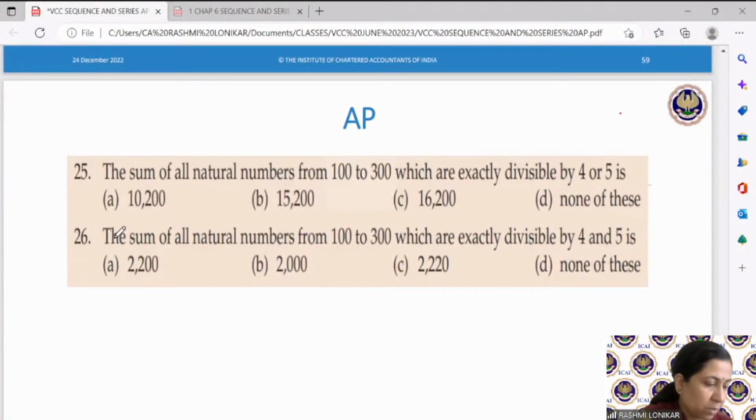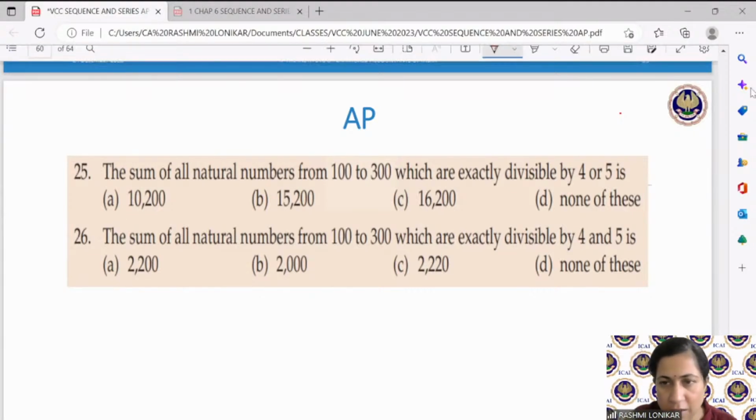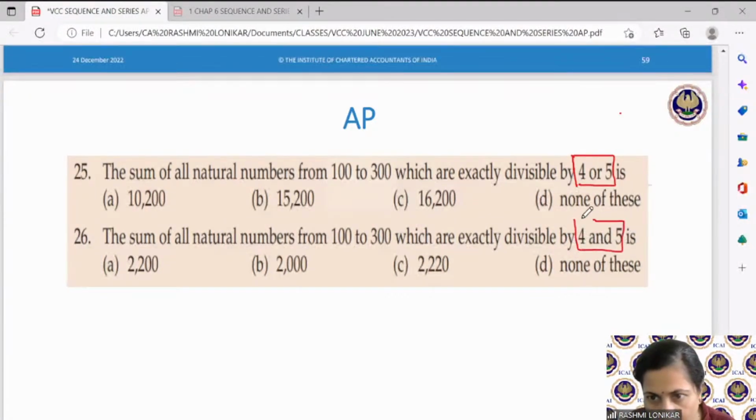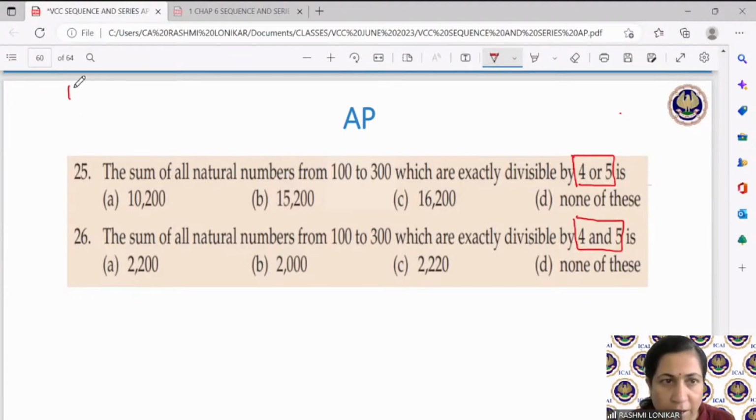Yes, quickly tell me. Yes, Sadhna, very good. Yes, Manish, and an or. Yes, okay. See, what happens is here it is exactly divisible by 4 or 5. And here it is 4 and 5. They are two different things. So when I'm talking by 4 or 5, it means like 100. Let us start from here. 100. What is the first number that is divisible by 4 or 5?